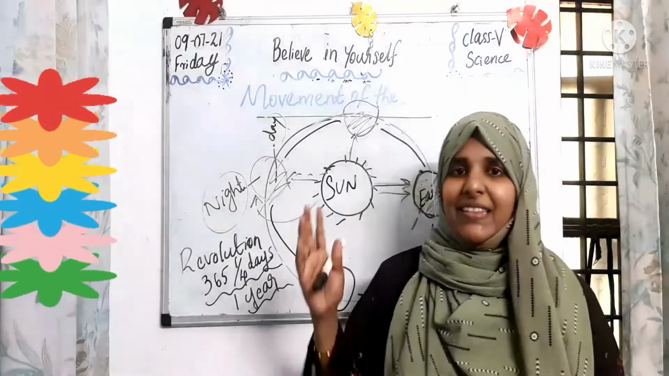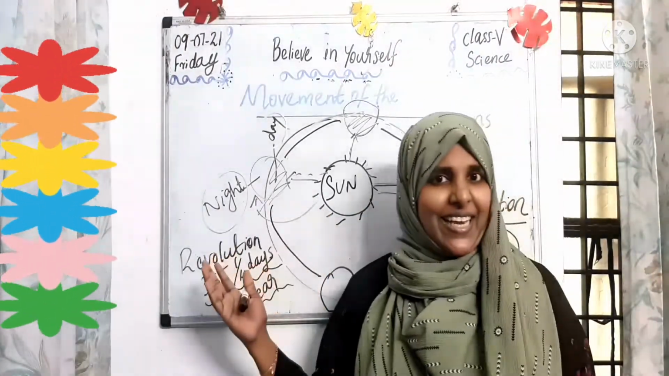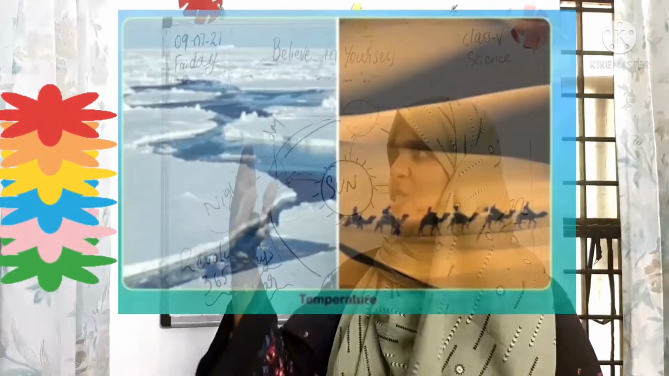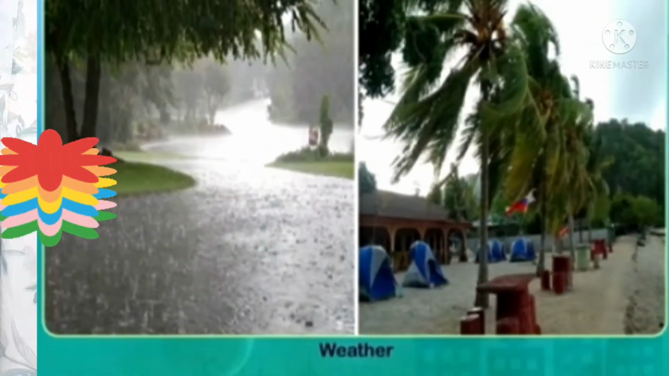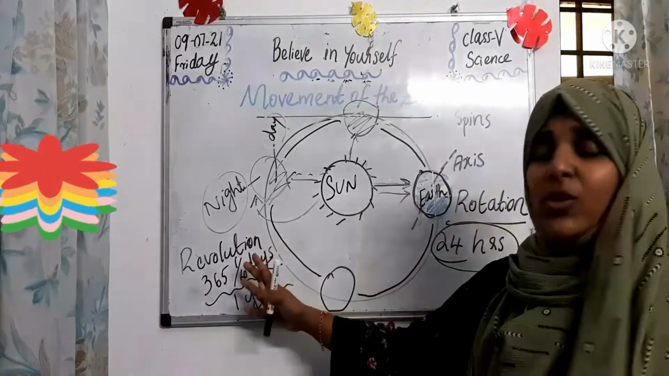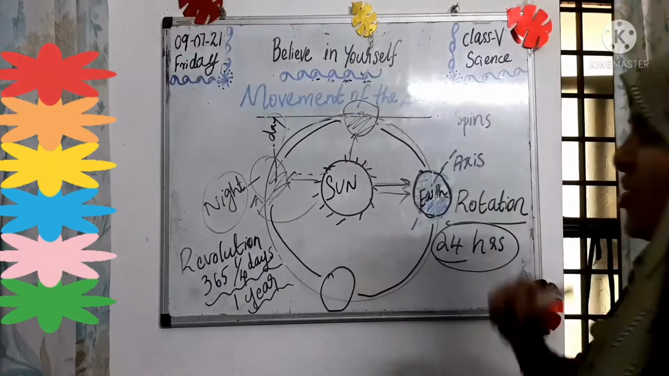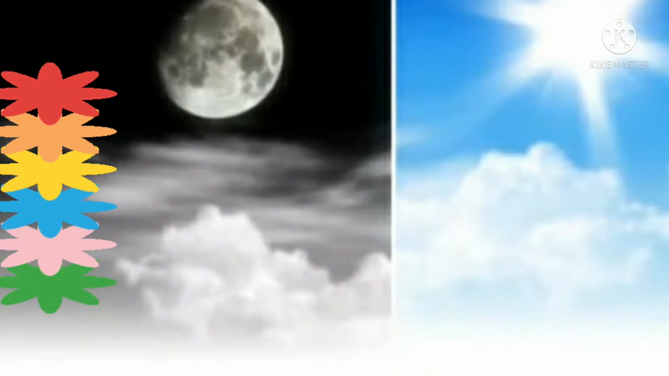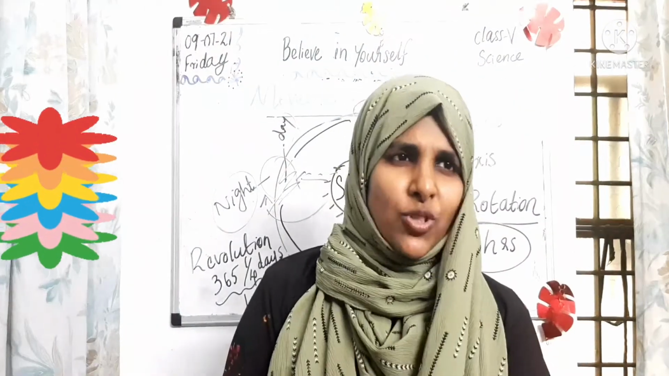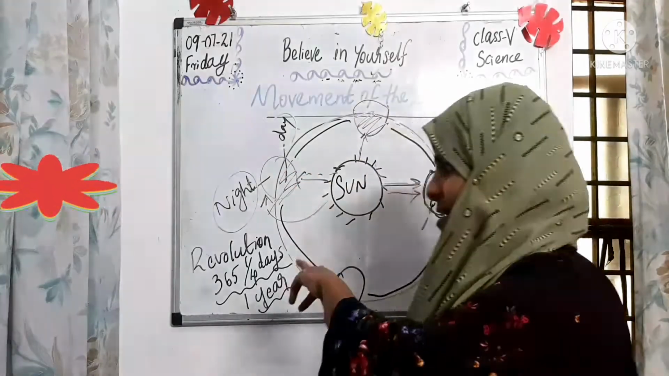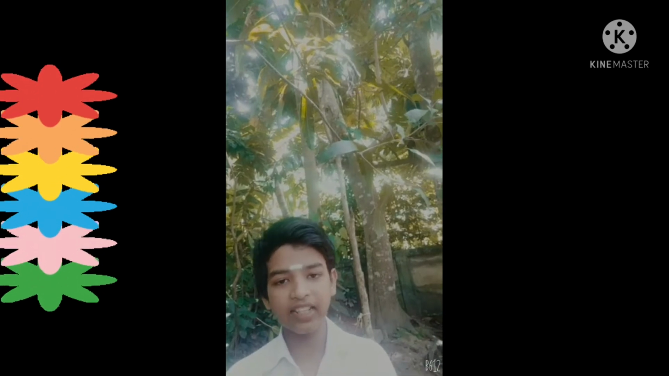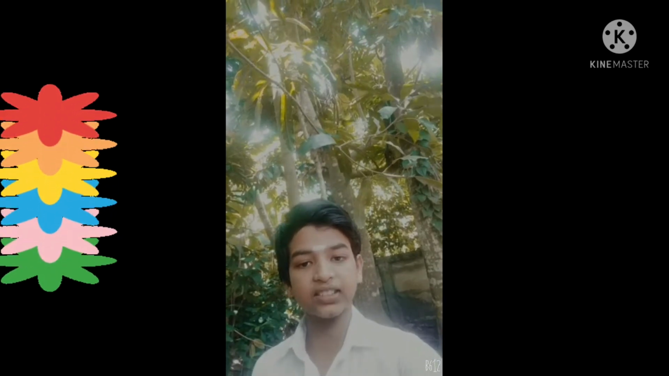Okay. Actually, this revolution causes variation in our temperature, weather and seasons. Okay. So, revolution causes changes in our seasons. But rotation causes changes in our day and night. Here, all of you, does somebody have doubts regarding day and night and seasons? What happens? Yes, miss. About day and night is clear. But I have confusion about our summer and winter seasons. How are seasons caused, miss?